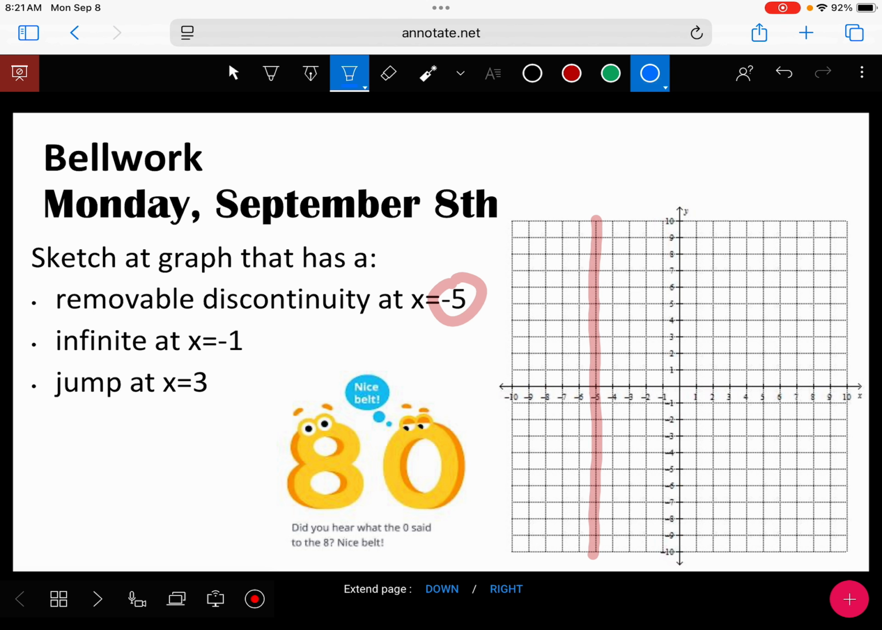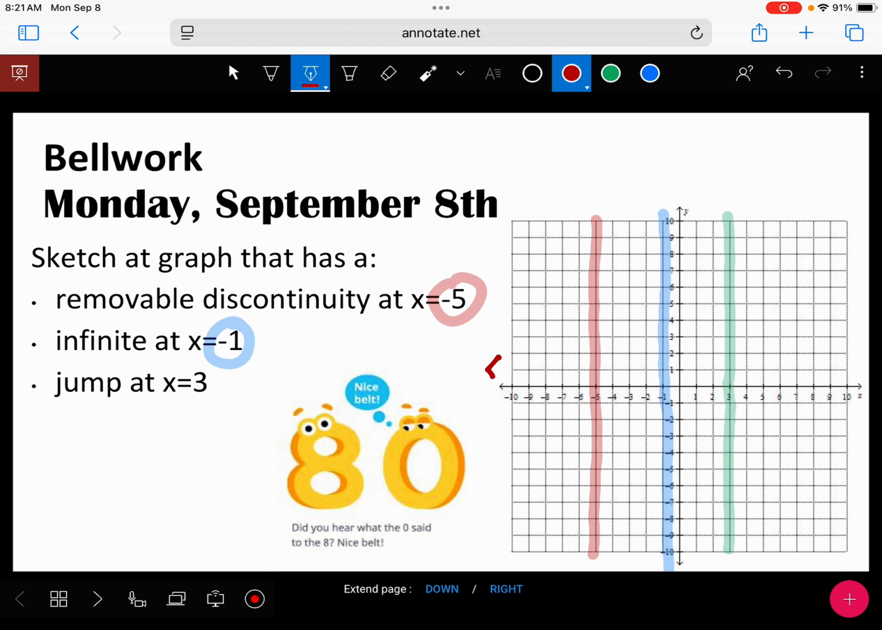And then I have another one at -1. And then I also have one at 3. Okay. All right. So it says I have a hole at x = 5, and that's on my way to an infinite. So what I'm going to do is just draw a graph.